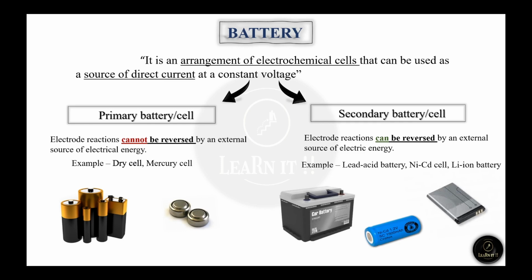In this session, we are going to discuss in detail about the two primary batteries, that is dry cell and mercury cell, and two secondary batteries, that is lead acid battery and nickel cadmium battery. So let's begin with the dry cell.